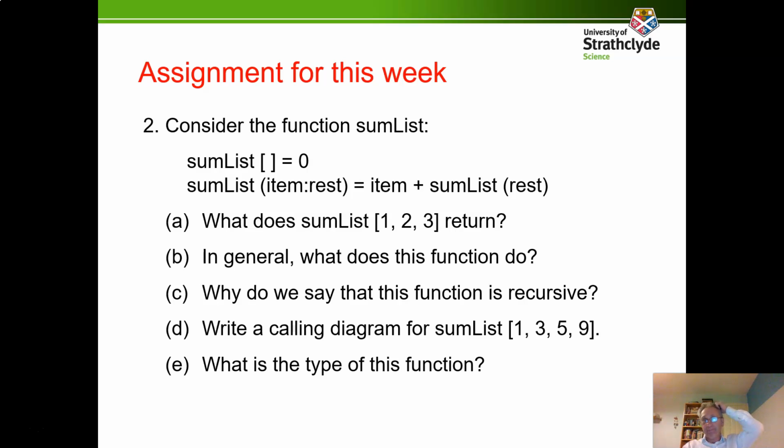Then finally, we're going to look at a Haskell function called SumList. SumList of the empty list is 0. SumList of an item and a rest, item cons onto a rest, is equal to the item plus the function SumList called on the rest. Okay, so hopefully you can see what this is going to do.